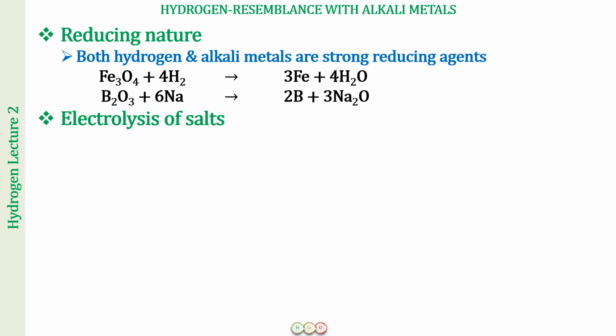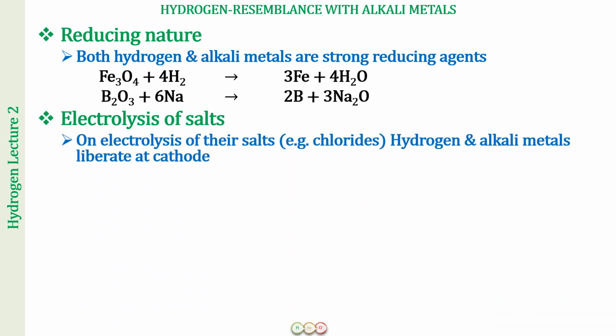Next we have a similarity in the electrolysis of the salts of these. What we see is that on electrolysis of the salts, for example, chlorides, hydrogen and alkali metals are both liberated at the cathode. For example, when electrolysis is done for NaCl solution, we see that sodium is liberated at the cathode and chlorine at the anode. Similar to this, with HCl, H2 is liberated at the cathode and again chlorine is liberated at the anode.